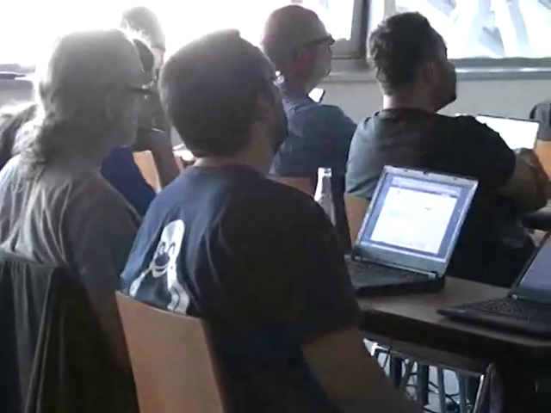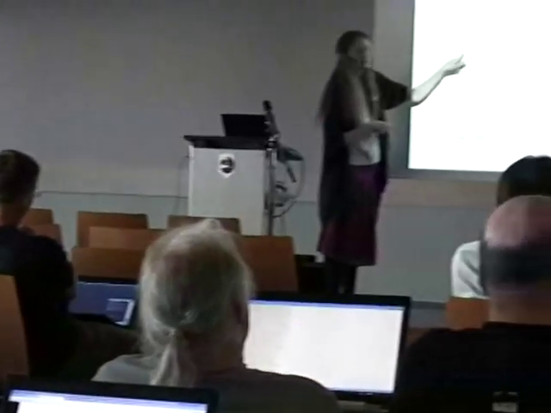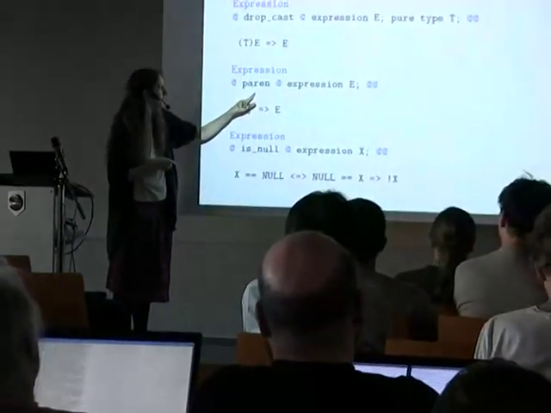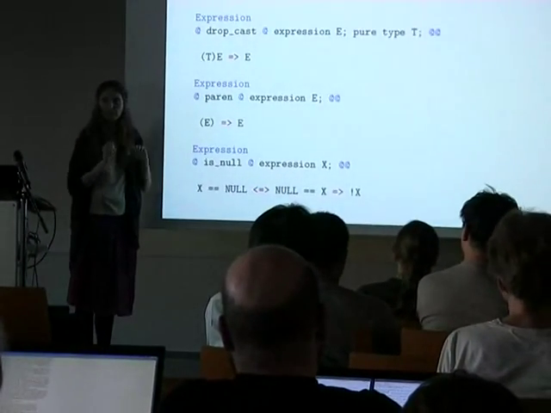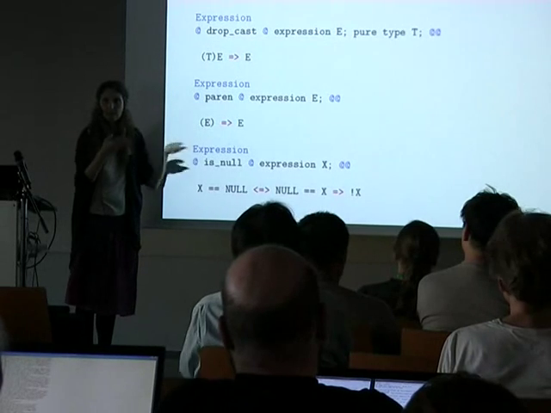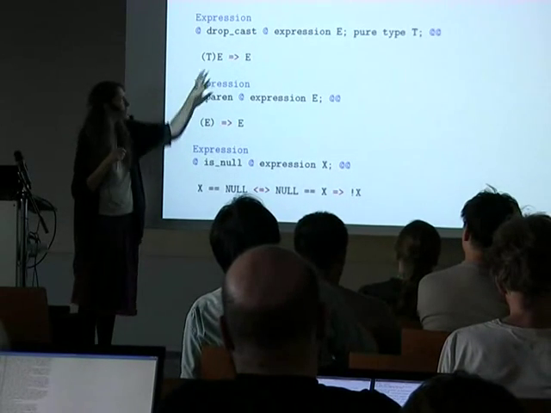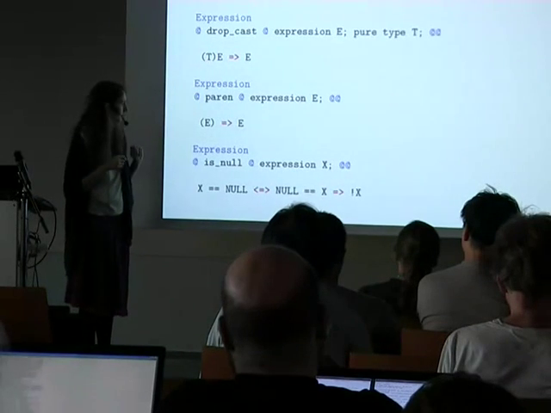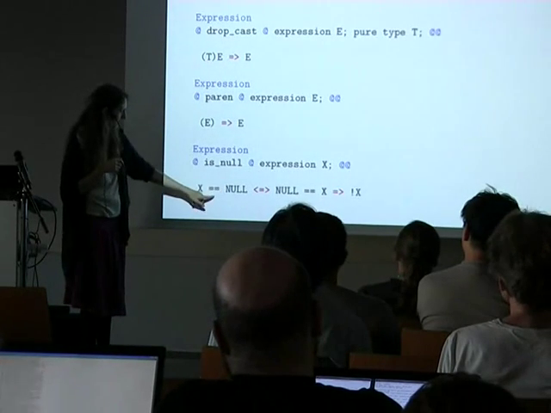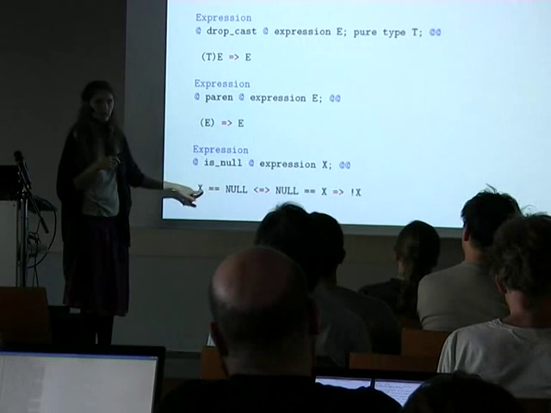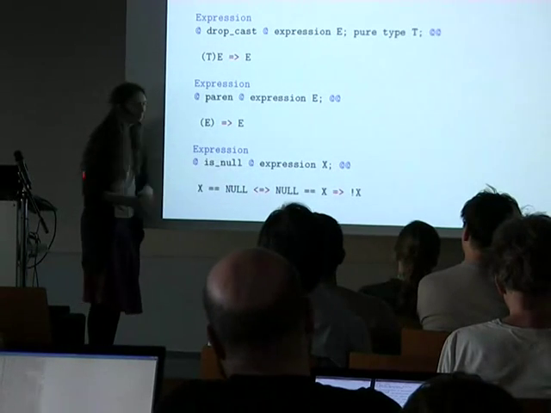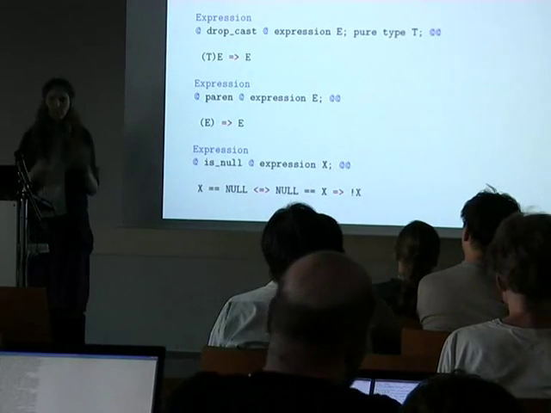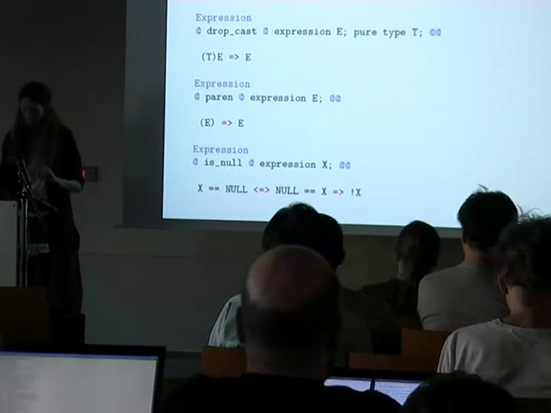Each of these isomorphisms has a name. One is called drop cast, one is called paren. Sometimes maybe you really want to match parentheses, and so you can disable the isomorphism. Or if you really want to match the cast, then you can disable drop cast. And then the last isomorphism I have here is just with the nulls. If you have x equals null, and null equals x, or exclamation point x, it will interchange them.